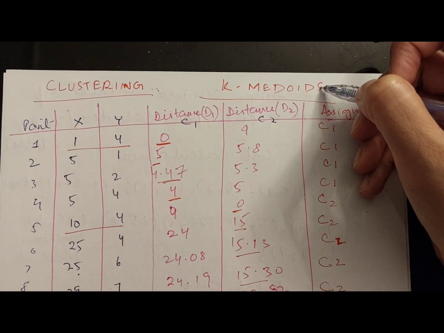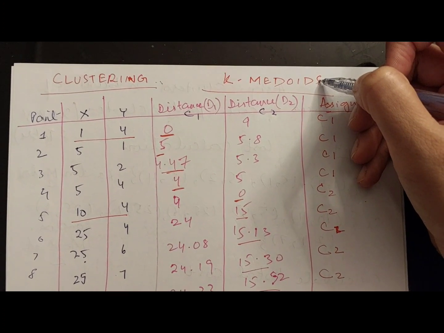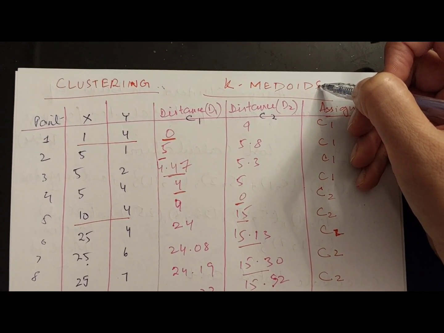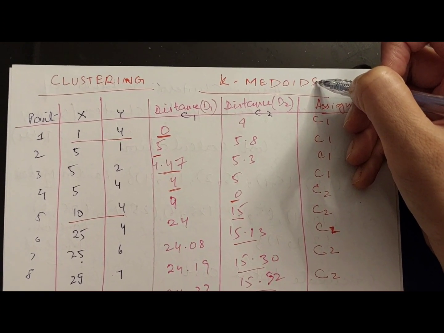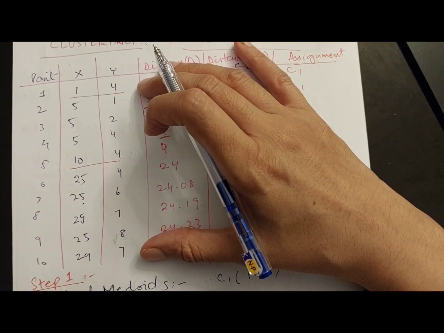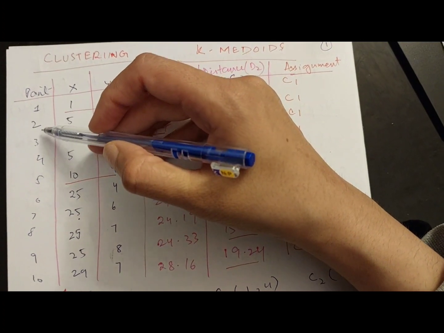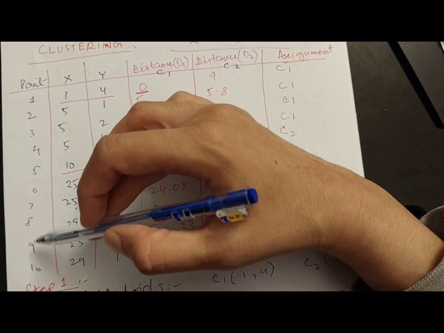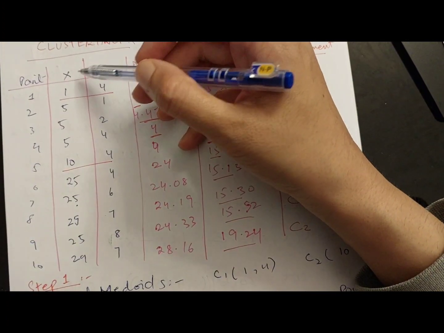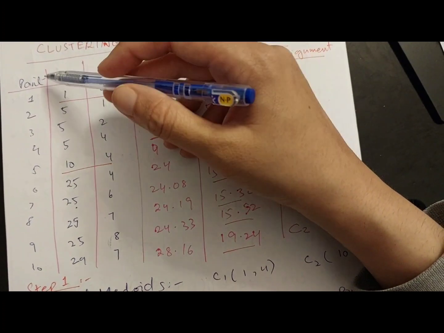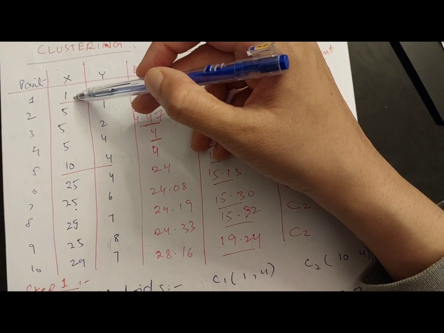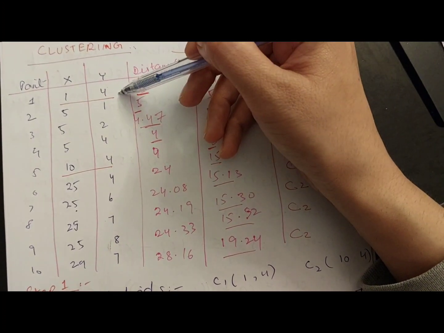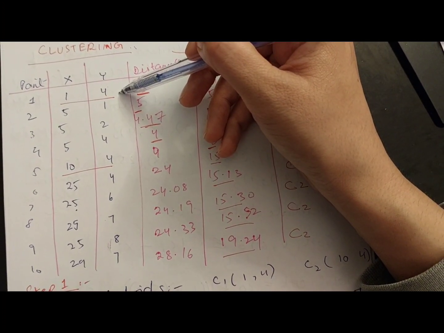So let's solve an example, and with the help of the example we can understand how K-Medoids helps us to do clustering. For example, we are given these data points 1 2 3 4 5 6 7 8 9 10, and we can see that these are 10 data points, and these are the values of these data points. These are the x coordinates and these are the y coordinates of these data points.